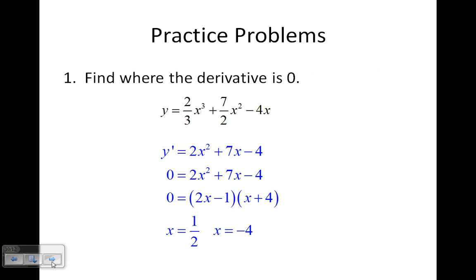Okay, so for the first one, find where the derivative is 0. You're going to basically use power rule, term by term, take the derivative, and then you're looking for when the derivative is 0, so you set it equal to 0 and solve.